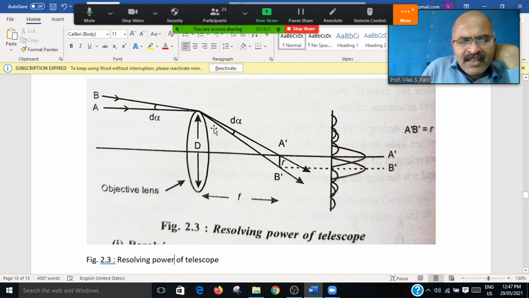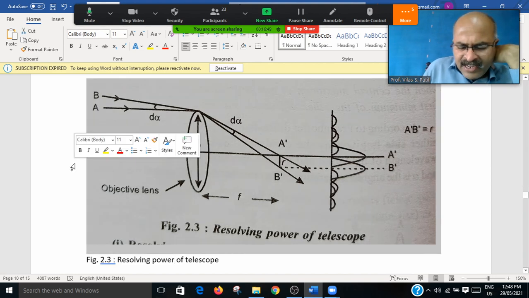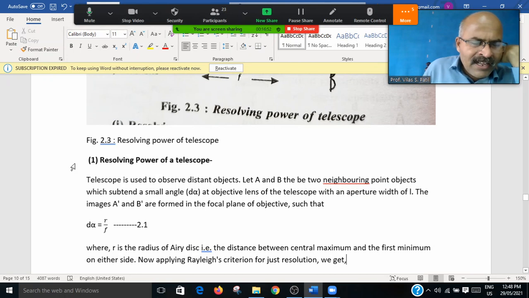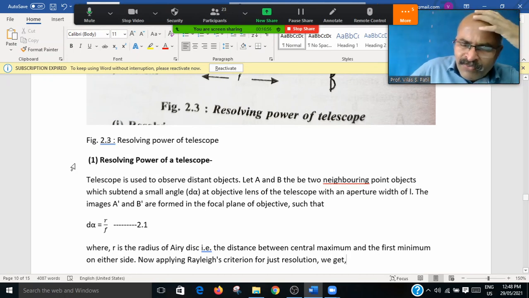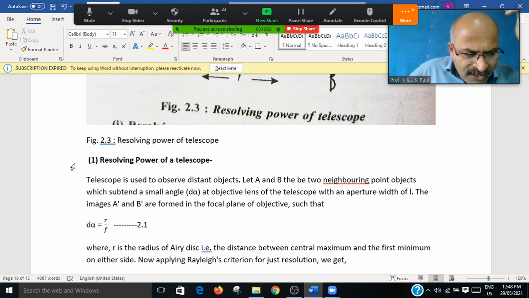Here is the separation of A and B, here A dash B dash, and further ahead the two are seen as just resolved, that is A dash B dash is equal to R. And this is the focal length, this is the objective image, and this is the distance D. Now let us find the resolving power of the telescope. How can one calculate the resolving power of the telescope? The telescope is used to observe distant objects.